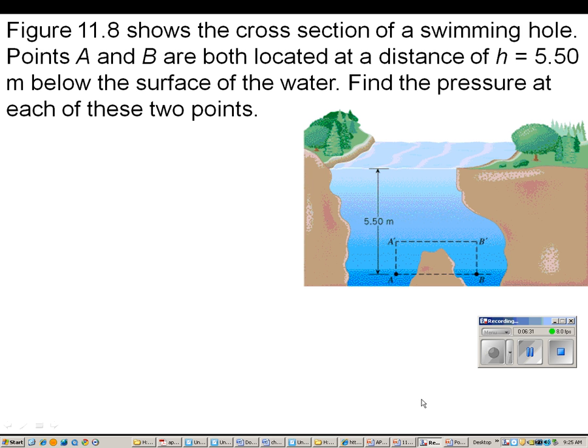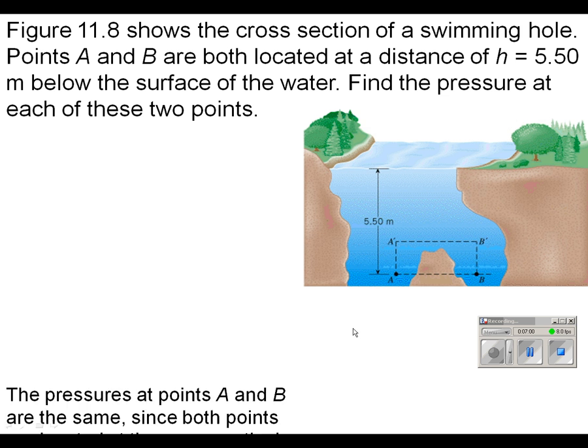Figure 11.8 shows the cross section of a swimming hole. Points A and B are both located at a distance h, 5.5 meters below the surface of the water. Find the pressure at these 2 points. Well, they will be the same. It doesn't matter that they're in a straight line here, or that there's not any water here, that it's just land. It is the height h below the surface of the water, so they actually will have the same amount of pressure in both these positions.